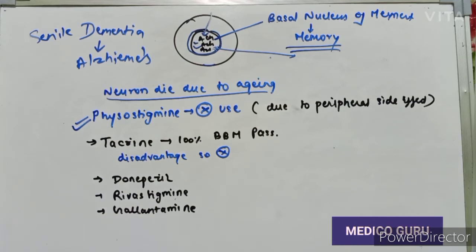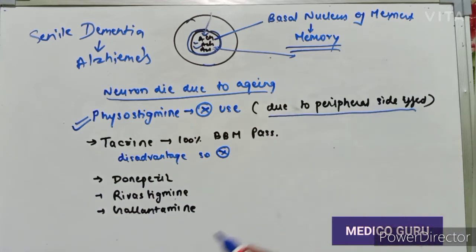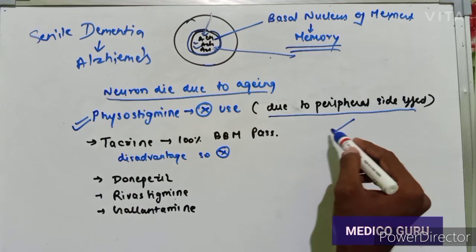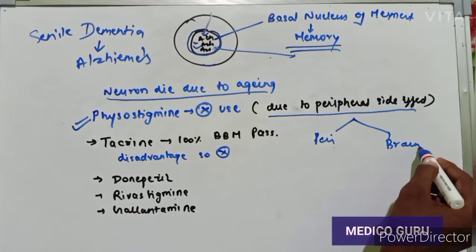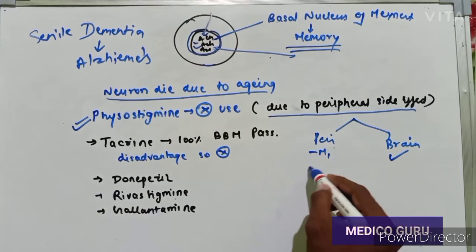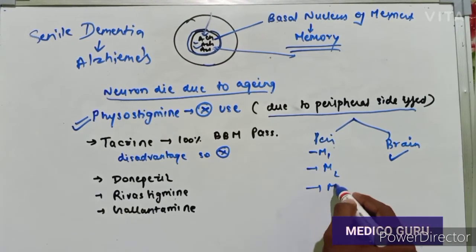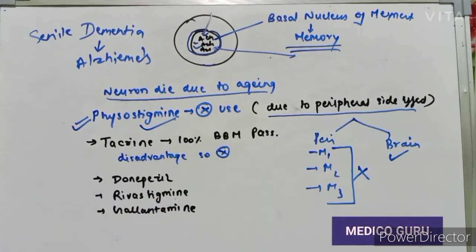Why can we not use this? Because it has peripheral side effects. It can reach the periphery as well as the brain. In the brain we can use it, but in the periphery it stimulates the M1, M2 and M3 receptors, so there are peripheral side effects. That's why we cannot use physostigmine. Only 50% of the drug crosses the blood brain membrane.